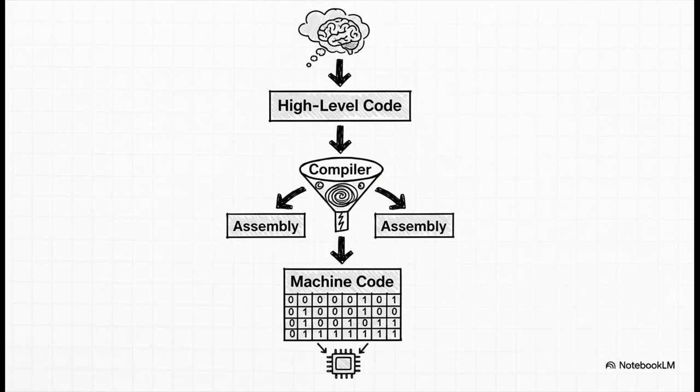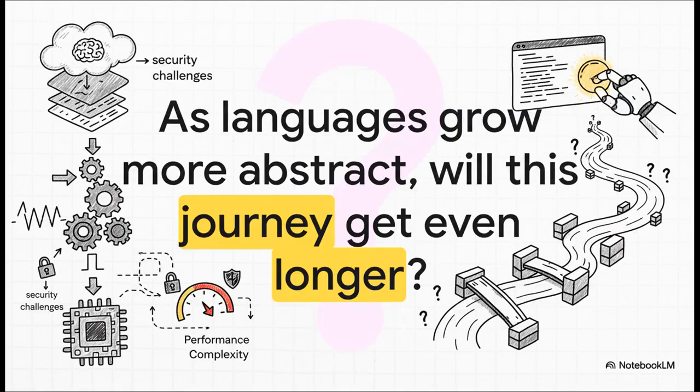So, there you have it. From a simple thought like 5 plus 3, we've traveled down through compilers and assemblers, all the way to the basic architecture of the machine itself. And we've seen why understanding that whole journey is absolutely critical if you want to build software that is both fast and secure. And that kind of leaves you with one last thing to think about.